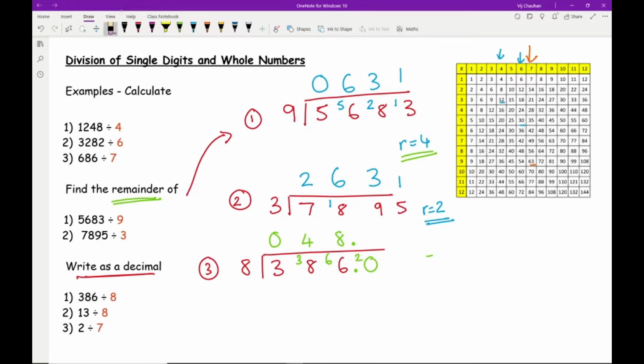Let me just rub this out so I've got a bit more space. How many 8s go into 20? That's going to be 2, remainder 4. So every time I've got a remainder, I just keep adding zeros. And then how many 8s go into 40?